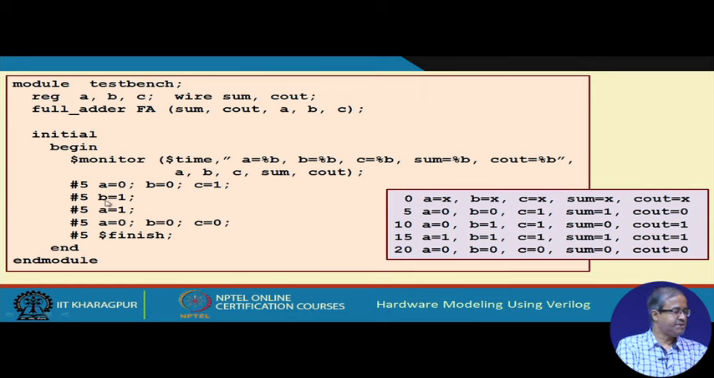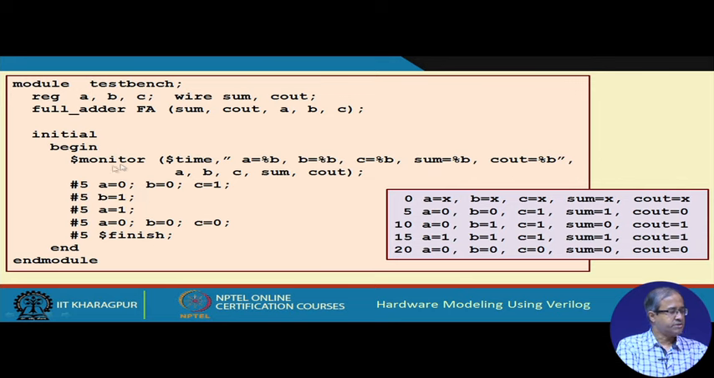Then I change B to 1. So, delay is 5. After a delay of 5 I am doing this, then A equal to 1 and the last vector is 0 0 0, and then after another 5 I finish. Let us see the simulation output we get on the screen if we run it.